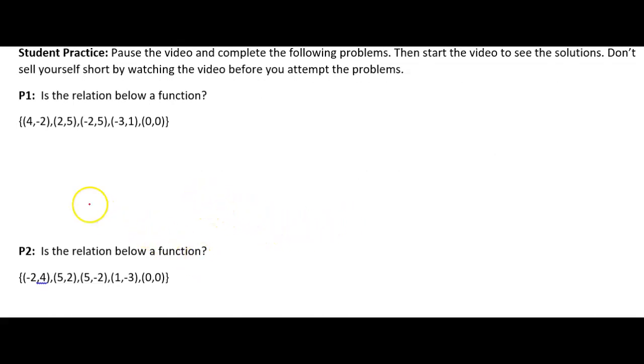Okay, you're back. So I assume you tried these. Now, is this relation a function? I gave you a set of points. So the way you answer that question is you look at each of the first elements. You get a 4, 2, -2, -3, 0. None of those first parts of each pair were the same. So this is a function.